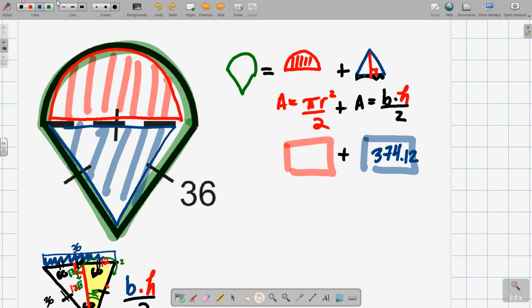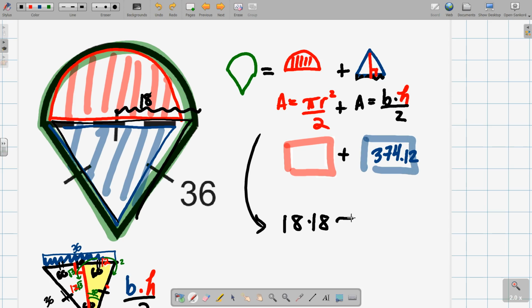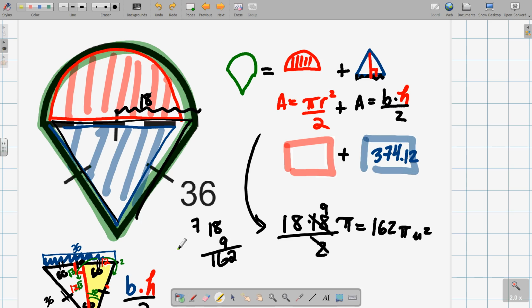Now for my semicircle, all I need is a radius. That one's easy because if this is 36, it's equilateral, that's 36, which means our radius is half of 36, which is 18. I'm going to do my math down here. 18 times 18 times pi over 2. So 9 times 18, 162 pi units squared. Now, because I have to add it to something else, I'm going to get that down to a decimal.